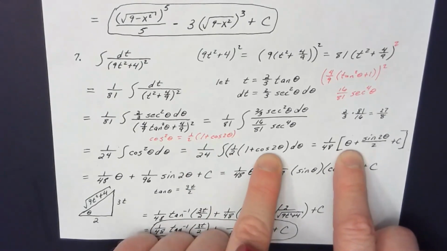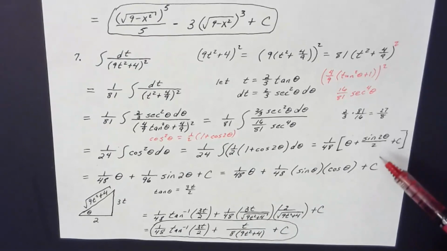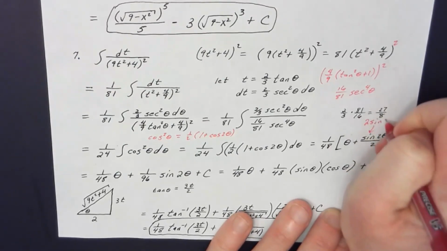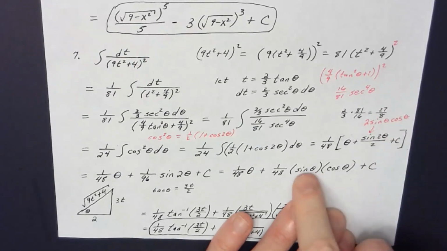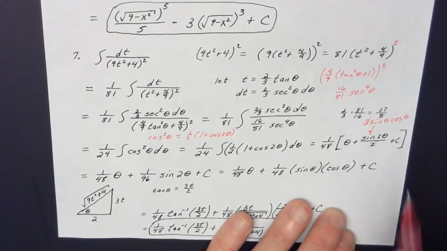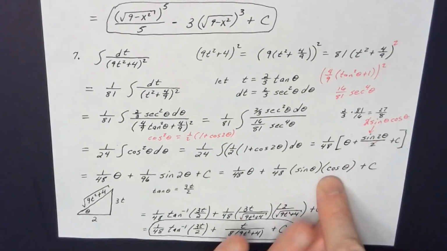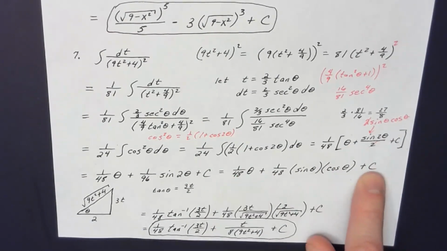The integral of the cosine of 2 theta is the sine of 2 theta over 2, or 1/2 the sine of 2 theta. At that point, though, I would just need to simplify and say, but the sine of 2 theta is equal to 2 sine theta cosine theta. You'll notice that's what I did right here. So this 2 sine theta cosine theta, this 2 in the numerator and denominator canceled, which is why I still have the 1/48 multiplying the sine theta cosine theta in this step. And I have the 1/48 times the theta as well, plus my constant of integration.